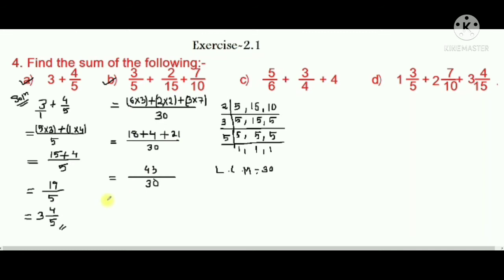So their answer will be: how many times does 30 go into 43? 1 time. So the denominator is 30 and the numerator will be 13. Okay, so I hope you understood this one. So next I'll show you question number C.